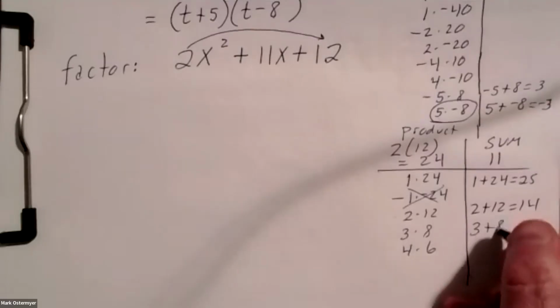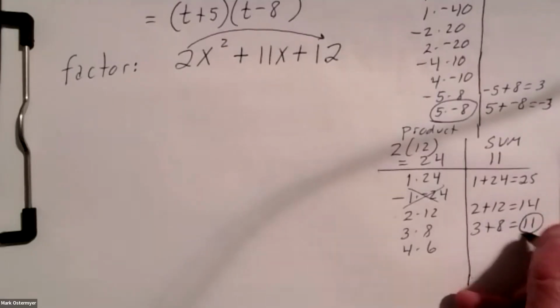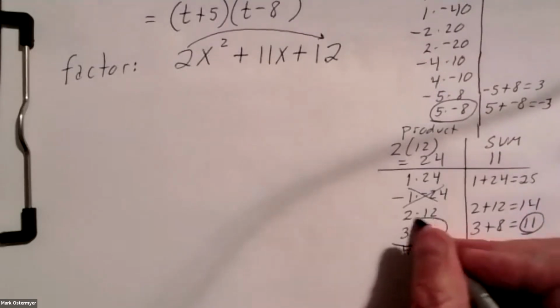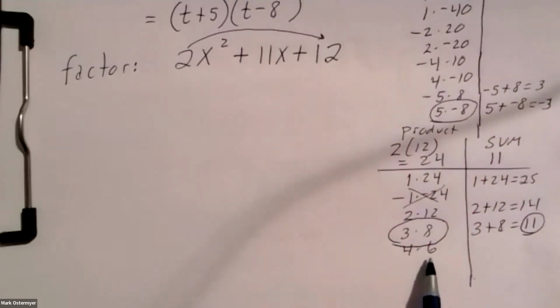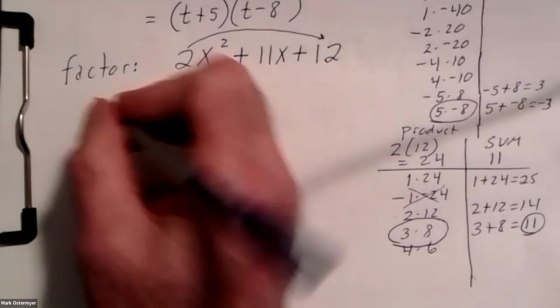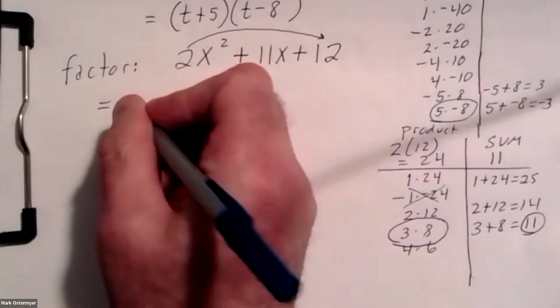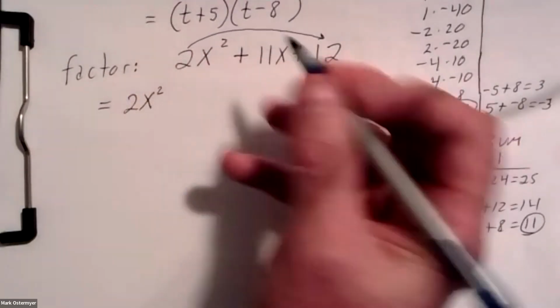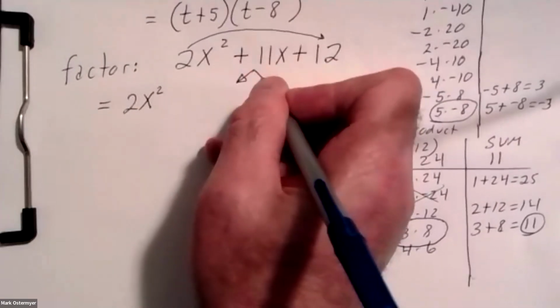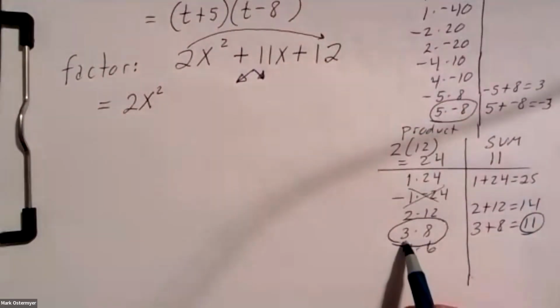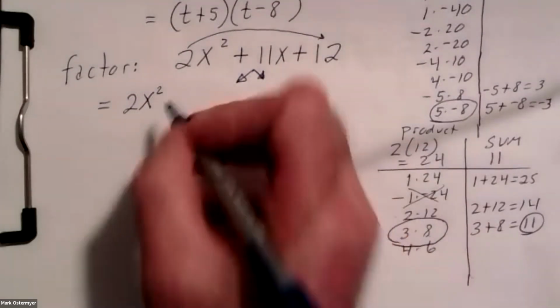3 plus 8, I think, works. These add up to what we need, namely 11. So the only factors of 24 that add up to 11 are 3 and 8. We're going to use 3 and 8 now to factor our difficult trinomial. To do so, we're going to rewrite this trinomial as an equivalent 4-term polynomial, where my middle term gets split up and rewritten into the sum of 3x plus 8x.